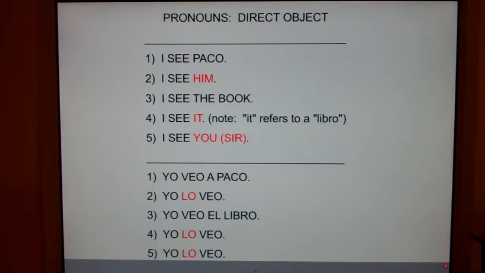Mr. Holt, this is confusing. So it's yo lo veo for I see him, yo lo veo for I see it, and yo lo veo for I see you, sir. How on earth am I supposed to know whether lo means him, it, or you, sir? Context. You have to use context.